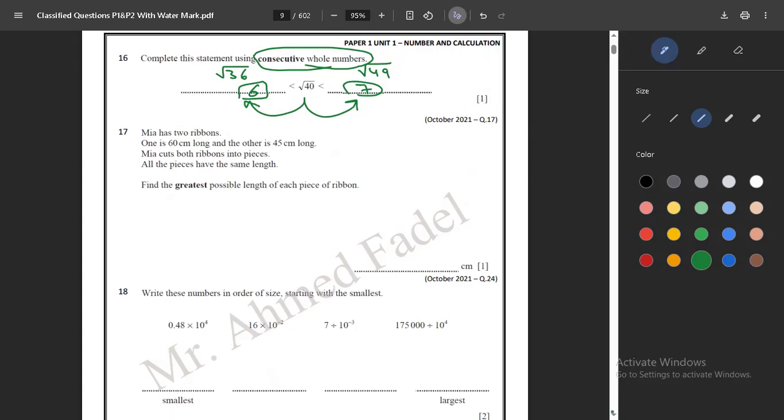All right, in order to do this, you need to find the greatest. If they give you 2 numbers, like 60 and 45, and both of them are connected with each other, like what is happening here in this example, and they ask for the greatest possible length between both of them, that means they want the greatest common factor, or highest common factor. If you can find the highest common factor, you will find the answer.